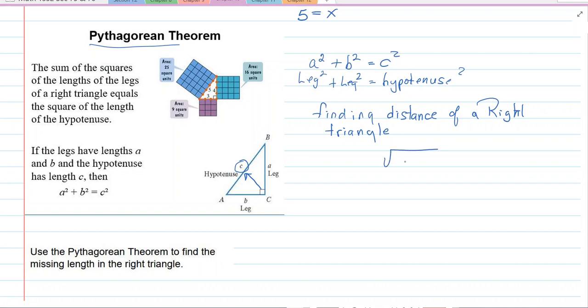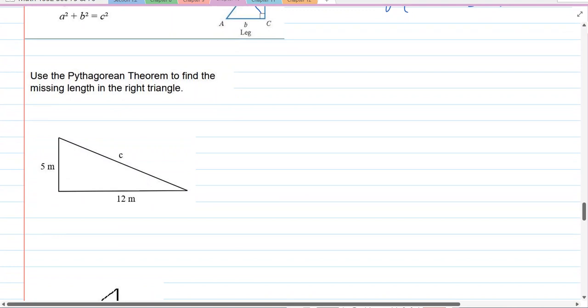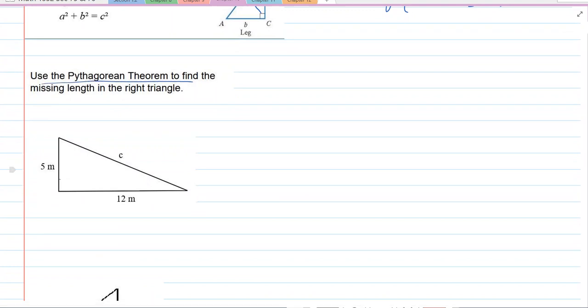A square root, once we solve it, is if we had the number 4, then the square root is 2. And if we wanted the square root of 9, we would have 3, etc. And we'll be using our calculator. So here we have a right triangle. It says use Pythagorean theorem. So that says that this is a right triangle, because we can't use it unless it's a right triangle. And we're needing the hypotenuse.